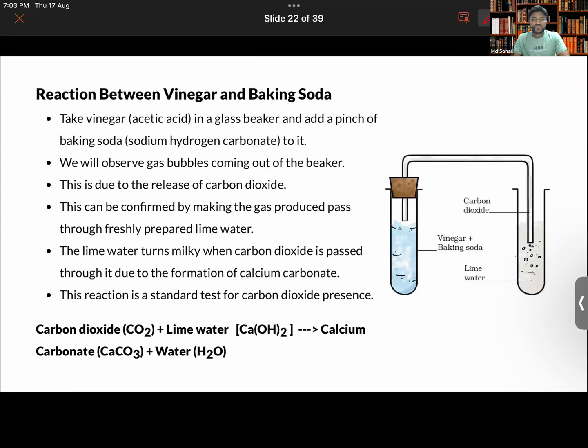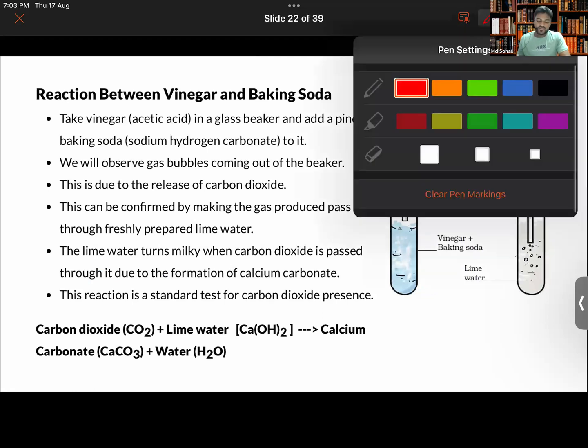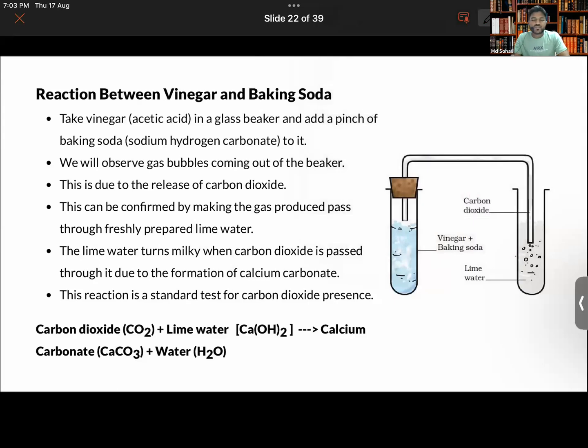Now, another example of a reaction takes place between vinegar and baking soda, right? Okay, now here, which one is the acid and which one is the base? Baking soda is the base, vinegar is the acid. Very good. Baking soda is the base, while vinegar is an acid. Which acid? It's acetic acid. The name of the acid is acetic acid.